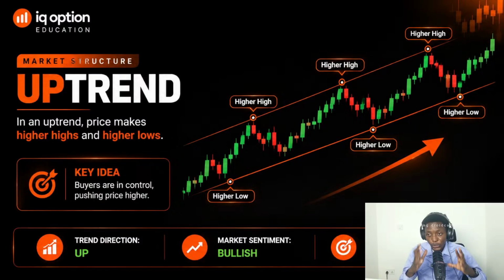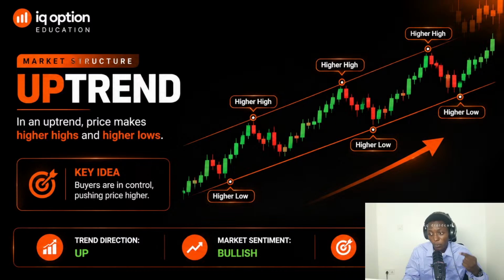Talking about uptrend, an uptrend is a market condition where price generally moves in higher highs and higher lows. As you can see right now on your screen, the price started around the first higher low, and then it continued to move in an upward direction, and that is when we have a higher high. Then the market moves down a little bit, we have a higher low around here, and then the market continued to move up in an upward direction.